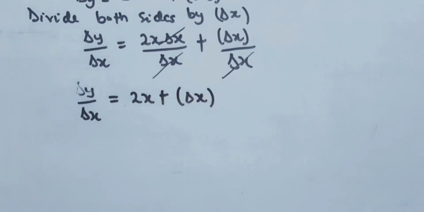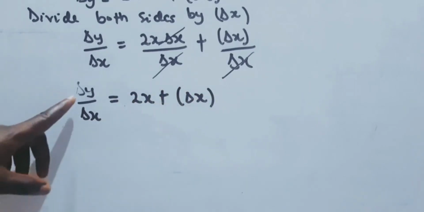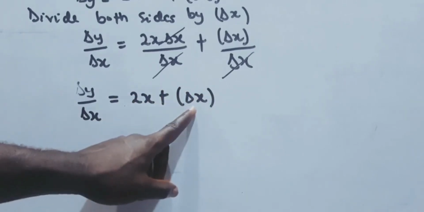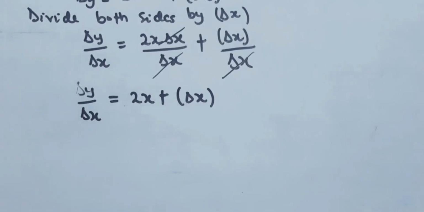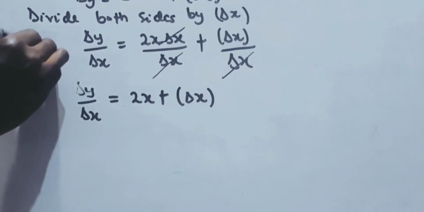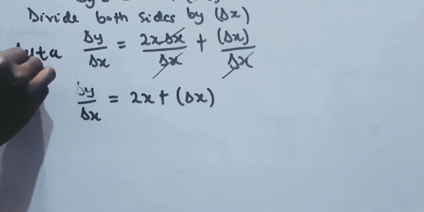Alright. And I hope you know what this little triangle stands for. This is called the delta sign. We call it the delta sign.